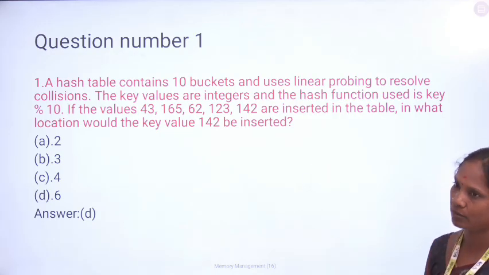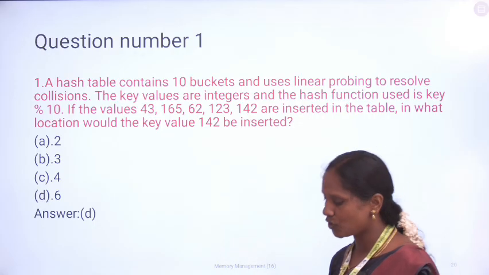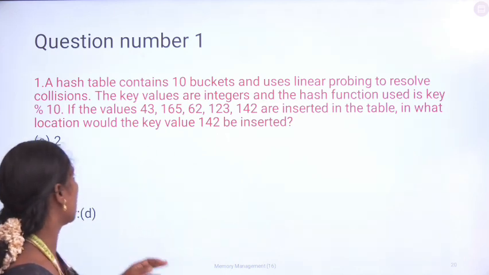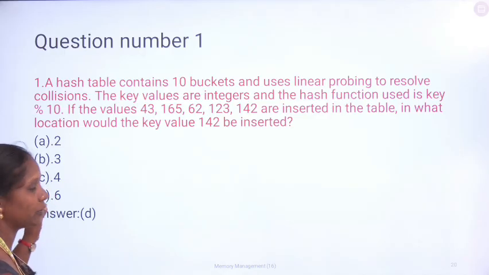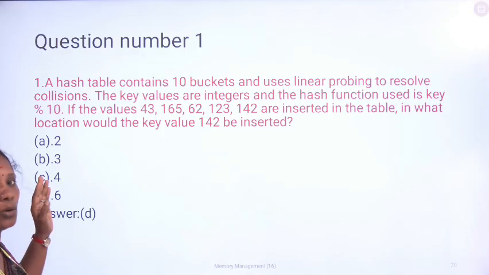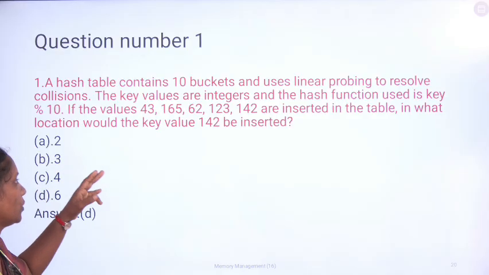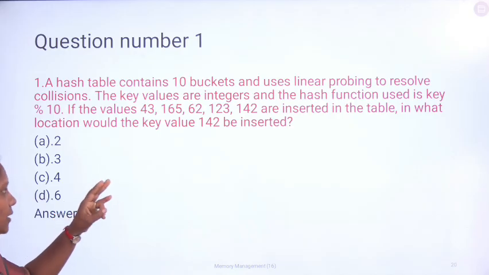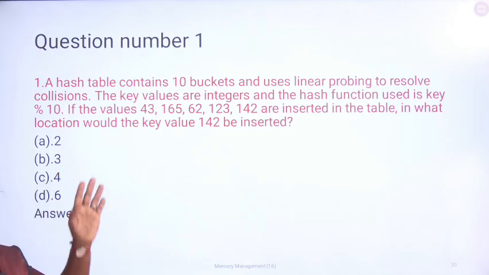And then we can discuss some GATE questions. The first question: a hash table contains 10 buckets and uses linear probing to resolve collisions. The key values are integers and the hash function used is key % 10, I mean modulo division by 10. If the values 43, 165, 62, 123 and 142 are inserted in the table, in what location would the value 142 be inserted?